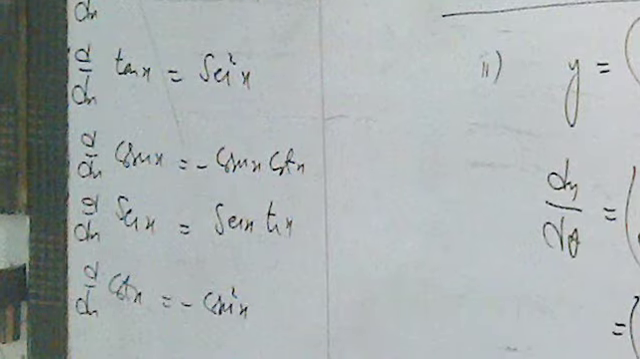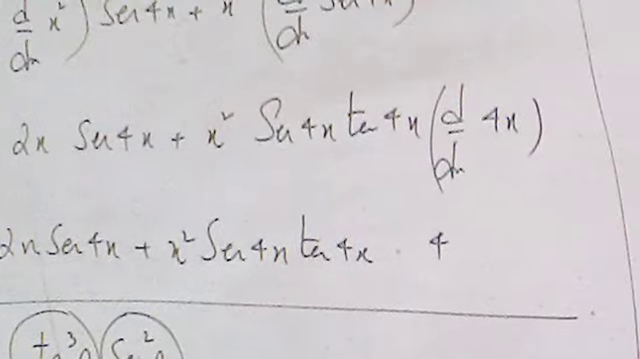Here we have the formula. Derivative of secant is secant and tan, and then we take the derivative of the angle. Its angle is 4x, and derivative of 4x is 4, because derivative of x is 1.